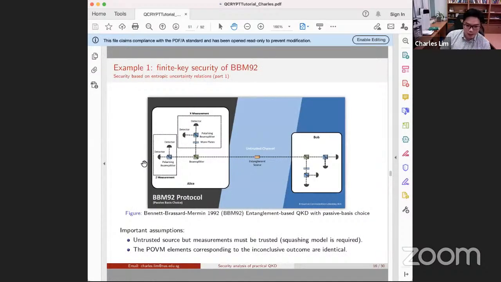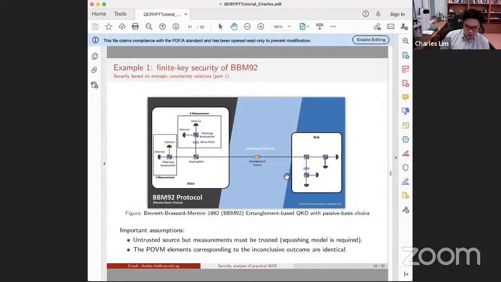So let's go through a simple example based on the entanglement-based protocol. Why I picked this is because it has gained a bit of visibility due to the mission satellite launched by the Chinese researchers. And here what we have is the BBM92 protocol. You can see that there's an entanglement source in the middle that's untrusted. And then on the Alice side, let's say on the satellite, you have a passive basis choice decoder. And on Bob's side, he has the same setup as well.